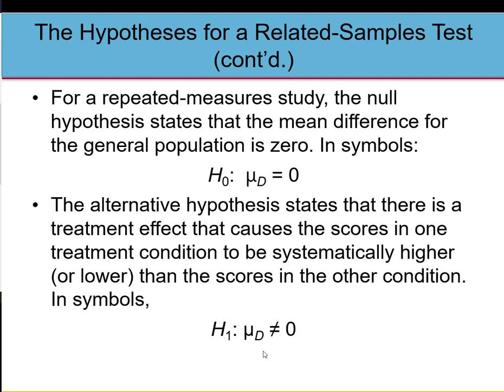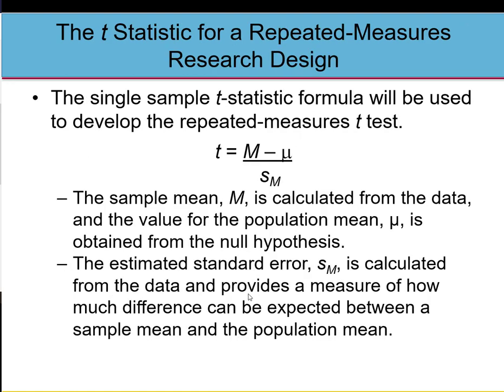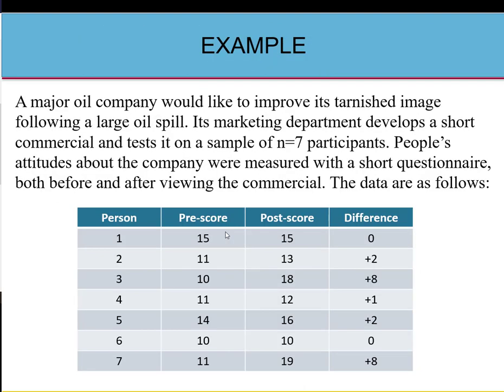So for a repeated measures study, the null hypothesis states that the mean difference for the general population is 0. So we say the mean difference is equal to 0. And the alternative two-tailed test is that the mean difference is not equal to 0. The single sample T statistic formula is the same. It's the mean minus the hypothesized mean over the standard error of the mean. And it's all calculated exactly the same way. We're just going to use the computer.